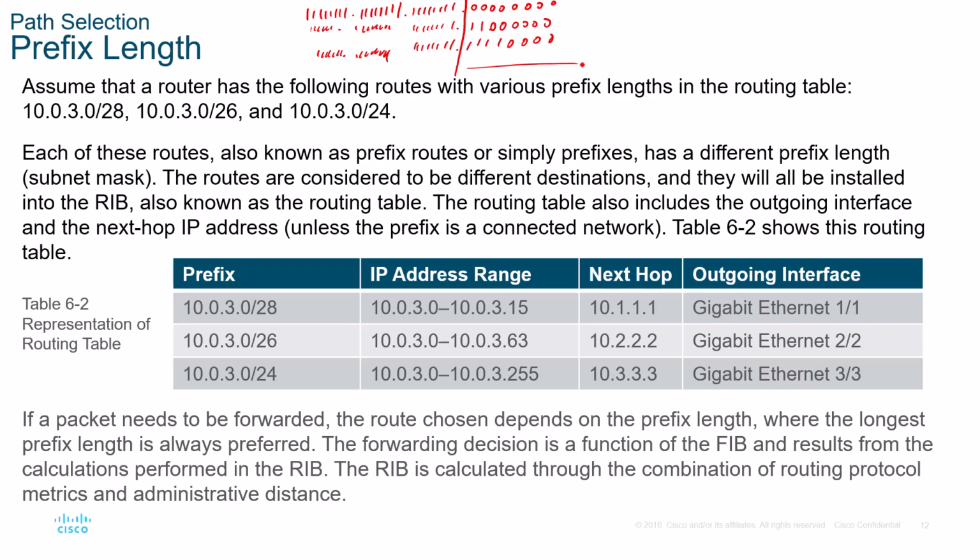But we're not looking at the summarization. We're looking at the individual links. So that is what allows us to figure out the next hop, is looking at where the last one is. So each of these routes have a prefix route or simplify prefix that has a different prefix length subnet mask.